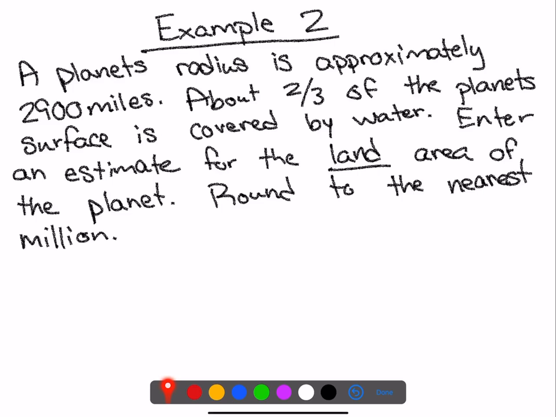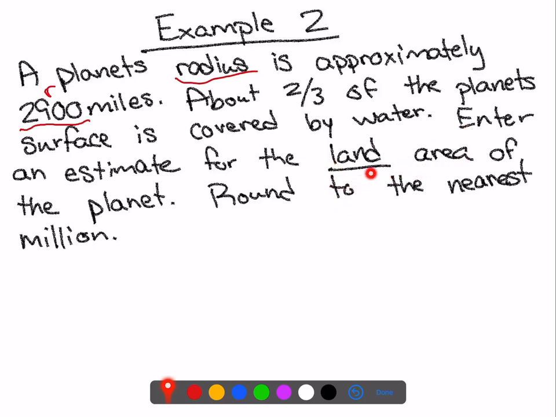All right, example 2. This one, we already have done one similar to it, so again, pause at any time if you need to work through it, and then I'll be going through it as well. A planet's radius is approximately 2,900 miles. So important information right here. We know the radius, so they're already telling us r. About 2/3 of the planet surface is covered by water. Enter an estimate for the land area of the planet.